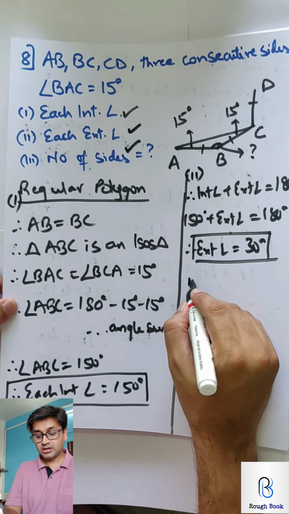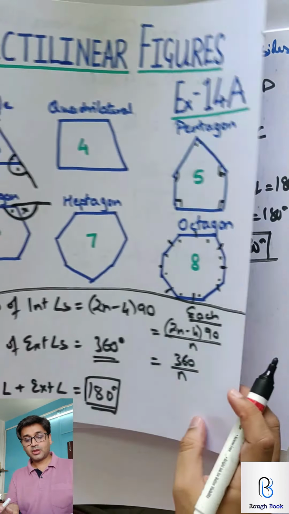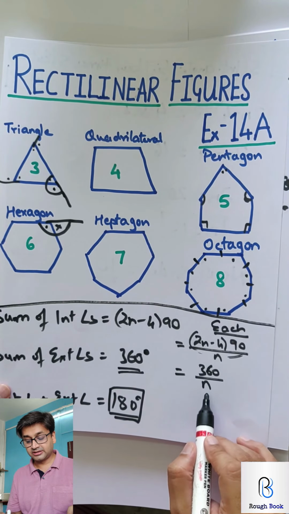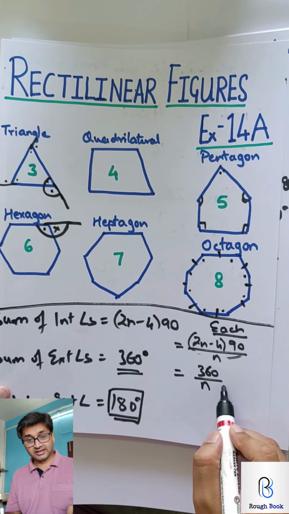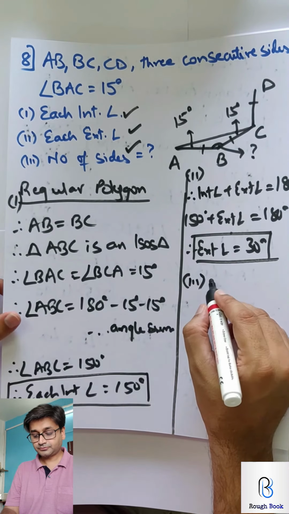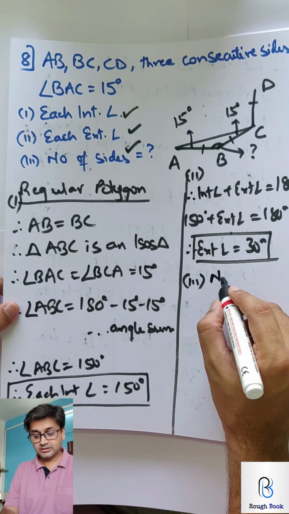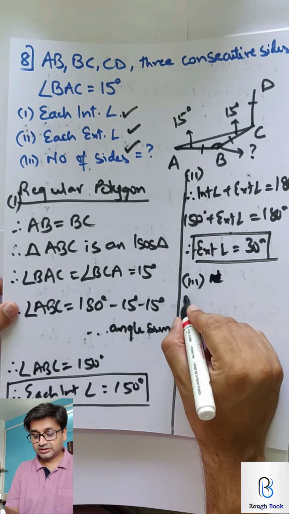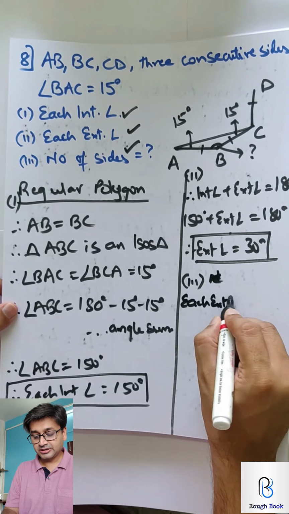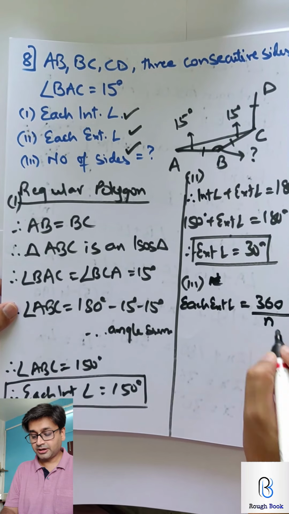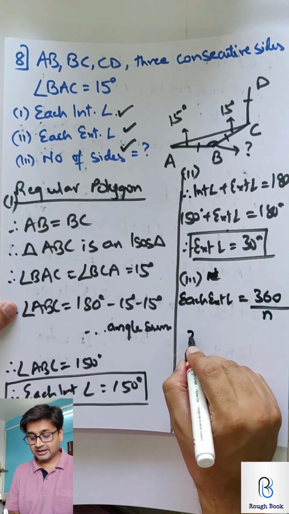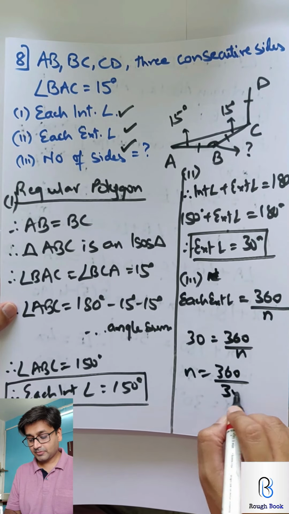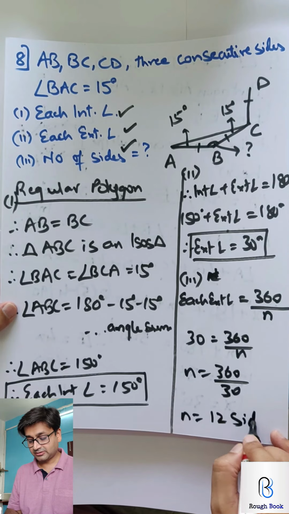What about the third part? Number of sides. You got two methods. One, take all interior angles and divide by n, or take all exterior angles, 360 by n. Obviously the second one is easier, so try that one. Each exterior angle is 360 upon n. You already know each exterior angle is 30, so 360 by n equals 30. So I get my number of sides as 12 sides.